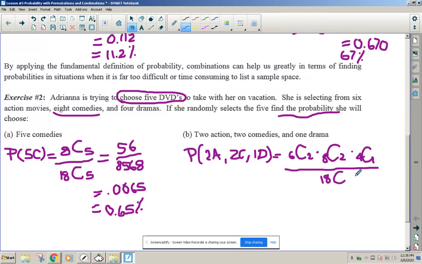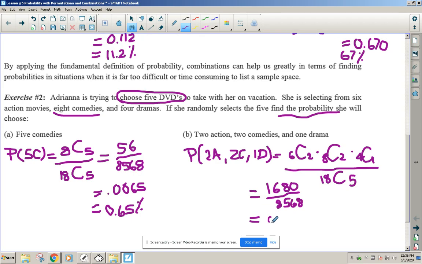choose 5. So when I typed it in, I got 1,680 out of this 8,568. You know, I have a bigger numerator. So let's see what we get when we divide.